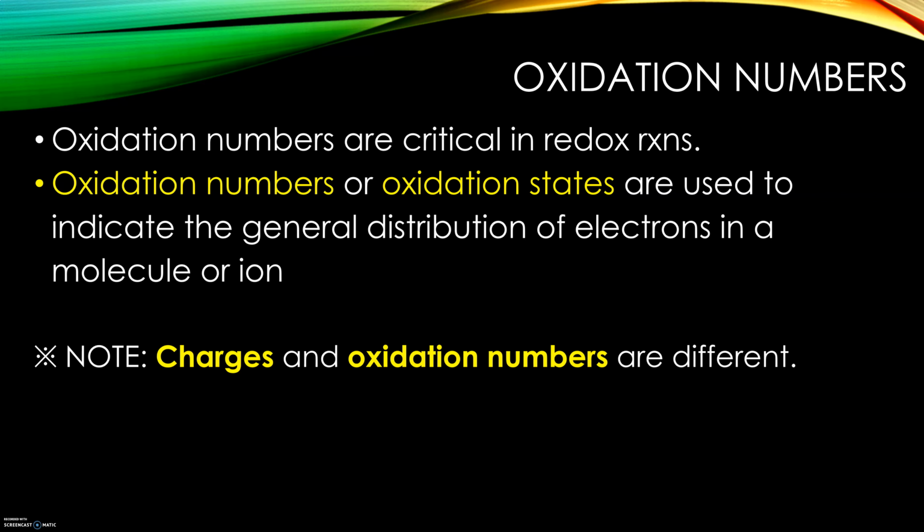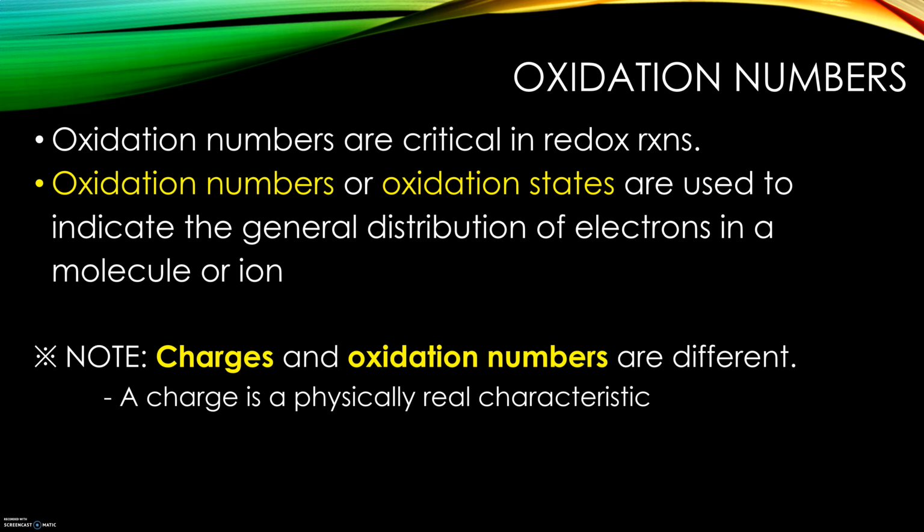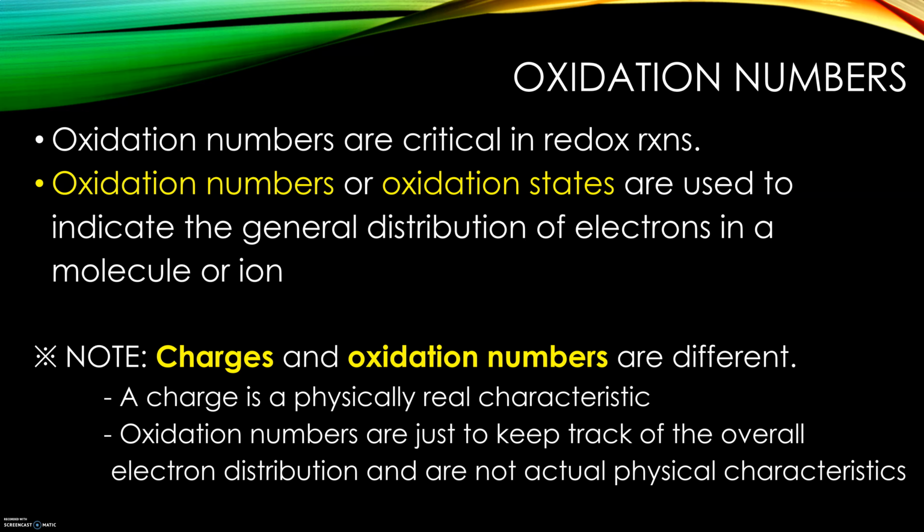All right, now, you have to keep in mind that charges and oxidation numbers are not necessarily the same thing. Charges are a physically real characteristic, which means that charges exist because electrons are either lost or gained. For example, sodium is always going to have a +1 charge because that is a physically real characteristic of one electron being completely lost or given up. Whereas an oxidation number is more of a number that we assign so that we can keep track of the overall electron distribution, so that we can get the math correct in a sense.